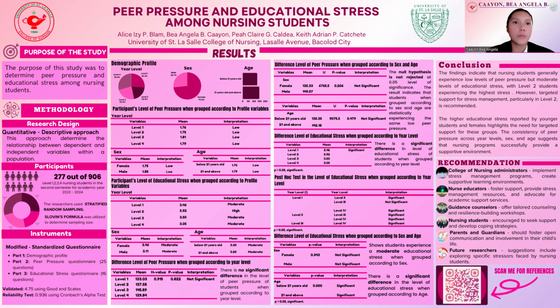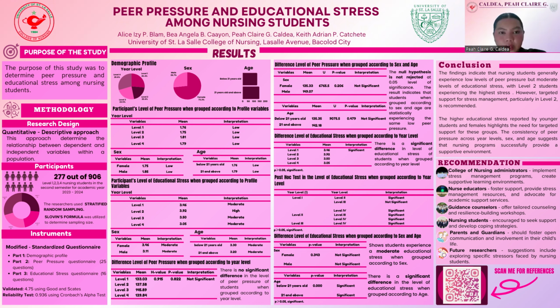However, targeted support for stress management, particularly in level 2, is recommended. The higher educational stress reported by younger students and females highlights the need for targeted support in these groups. The consistency of peer pressure across year levels, sex and age suggests that nursing programs successfully provide a supportive environment.